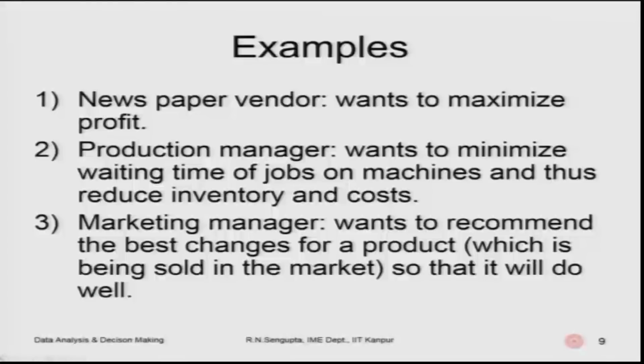Next, consider an example of a production manager. He wants to minimize the waiting time of jobs on machines and thus reduce inventory and costs. So, jobs are arriving, they are being processed, and they are being packaged and shipped to the customers. Now, obviously depending on the demand of the customers, the cost price of the products, and the availability of the products, he will keep an inventory, but too high an inventory would mean that he has to incur an inventory cost, and that would entail depreciation, security costs and so on, and space constraints.